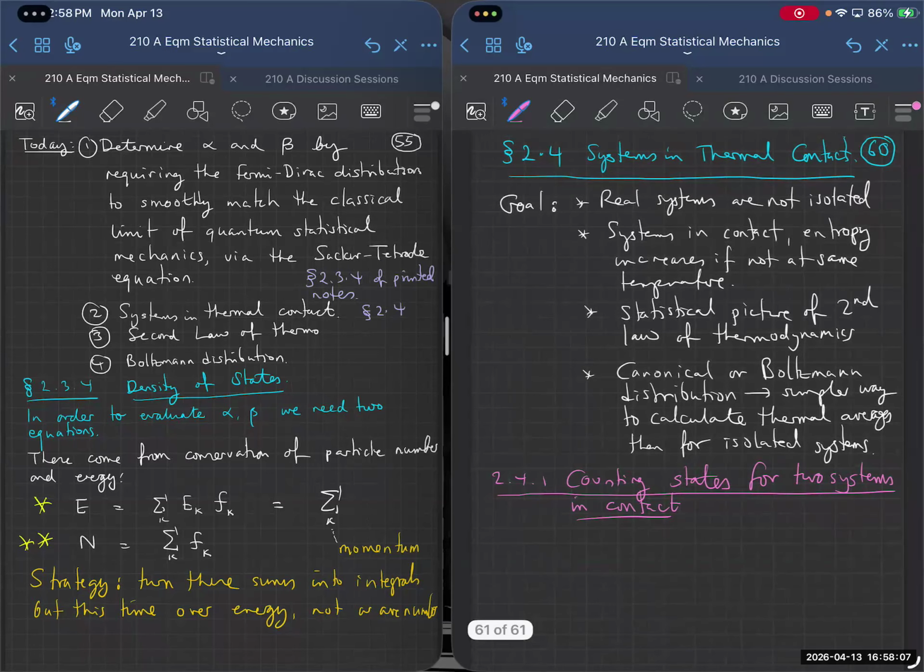So the next thing we're going to do is ask the question, how do I count states for two systems in contact? The way I'm going to approach this is as follows. It's a bit of a more principled way of doing it than what we already did when we derived the condition for thermal equilibrium, being that the temperature is the same. So we're going to consider two systems, and they're going to have energy E1 and N1, E2 and N2 in the obvious way.